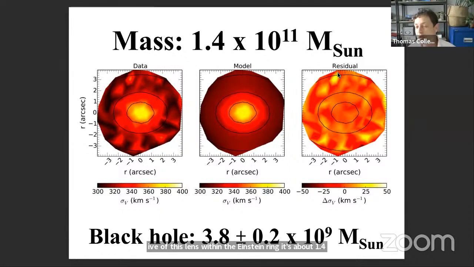So this is one of the most massive galaxies in the universe. You don't get many galaxies much more massive than this. And to explain it, I need a black hole that has a mass of a few times 10 to the 9 solar masses. So typical, consistent with that picture, that black holes are about 1% of the total mass of a galaxy.